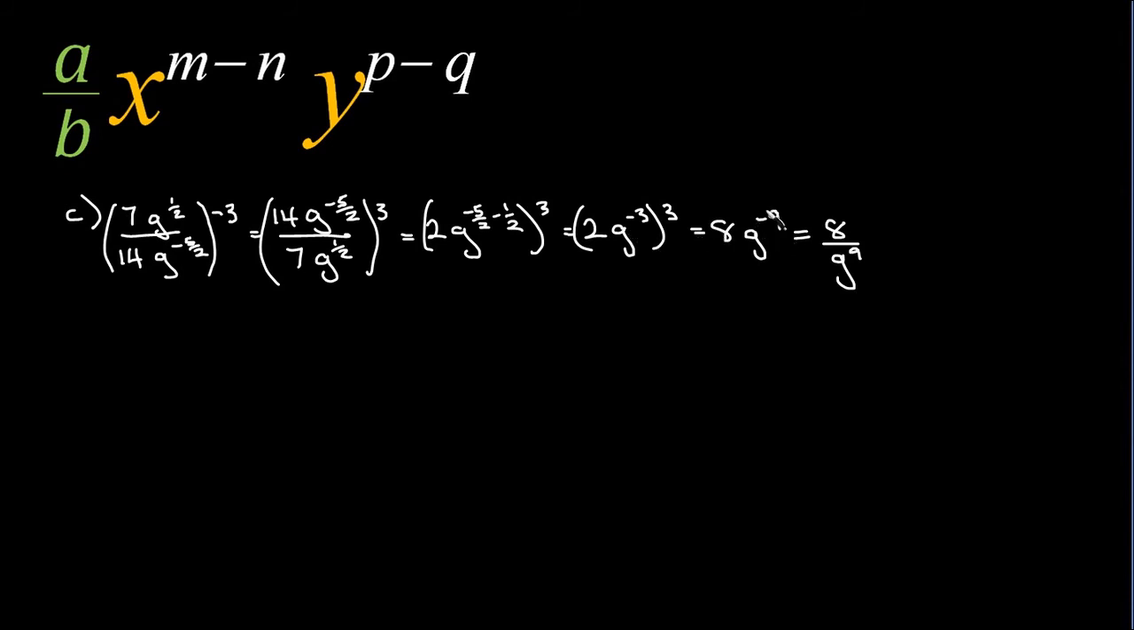We had a negative power, and so that moved the g back under the fraction bar to create 8 over g to the power 9. Now I think I mentioned as I've been going along that there are several ways of solving these problems. There isn't just one way of doing it, and that's one of the joys of working through problems like this, in fact.